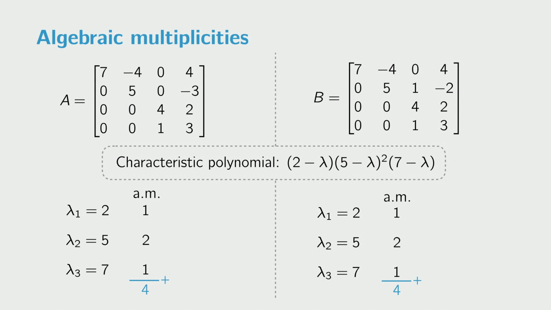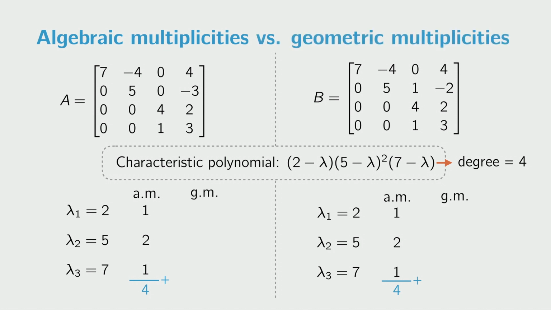This is not surprising. The sum of the algebraic multiplicities is the total number of factors in the characteristic polynomial, which is precisely the degree of that polynomial. And you have learned that for an n by n matrix, the degree of the characteristic polynomial is n, in this case 4. That means that the algebraic multiplicities add up to 4 for any 4 by 4 matrix. How does this compare to the geometric multiplicities?